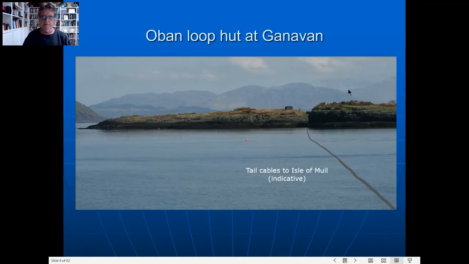Now those hills in the background, or mountains in the background, are about 34 kilometres away, 35 kilometres away, and they just look close up because of the telephoto lens. Now these photos were taken by Martin Briscoe in Fort William, and he's been my collaborator on the work we've done on Oban and the loops there.